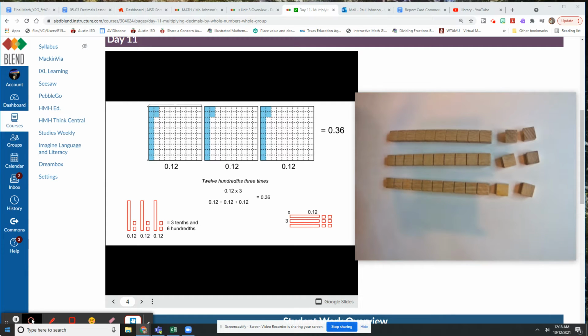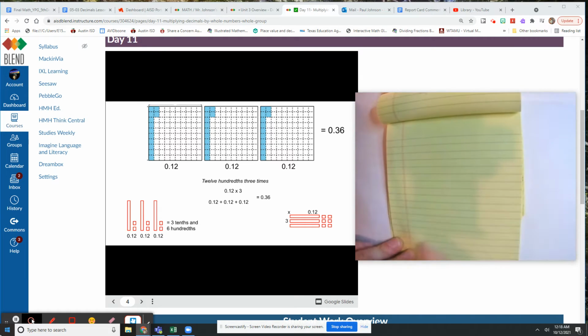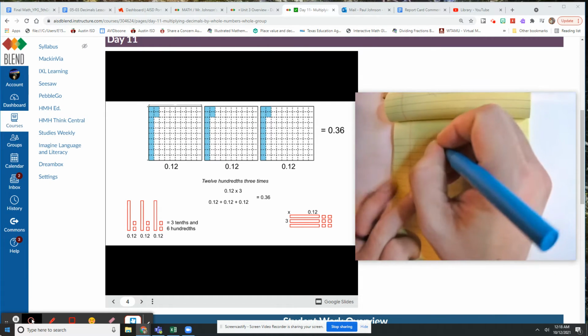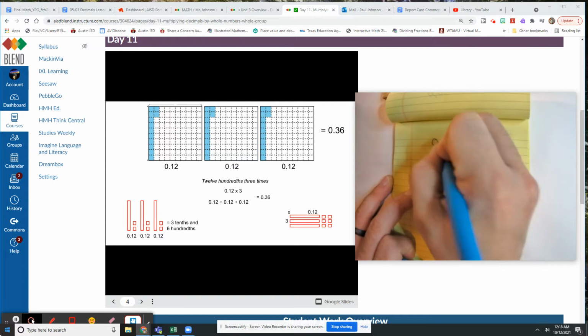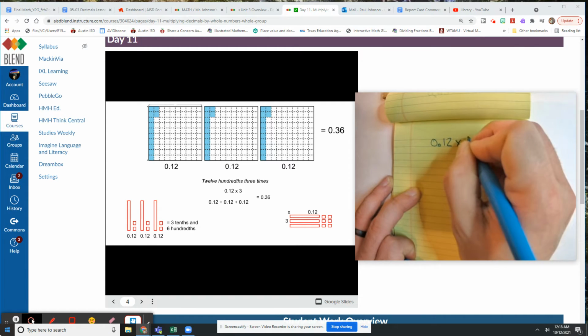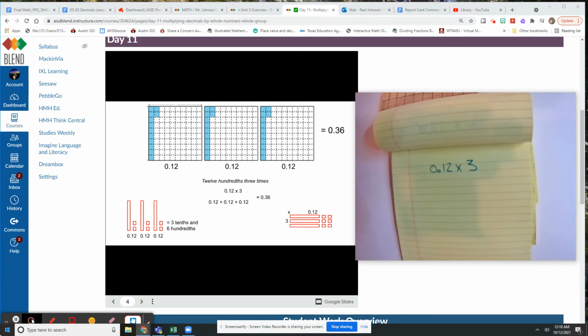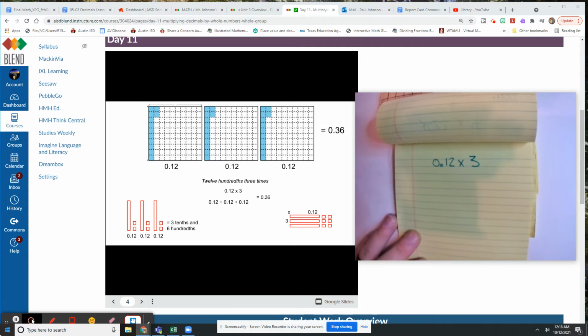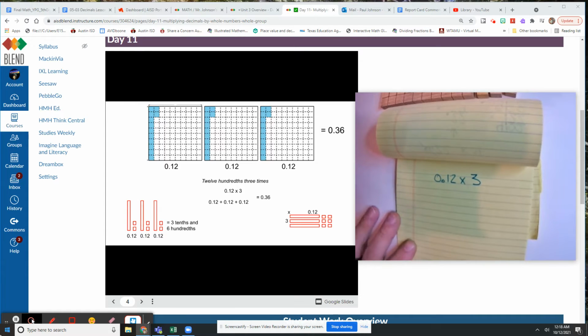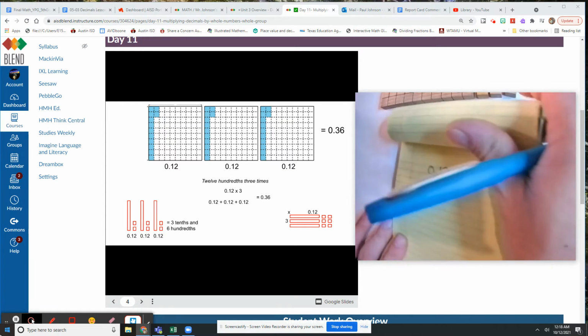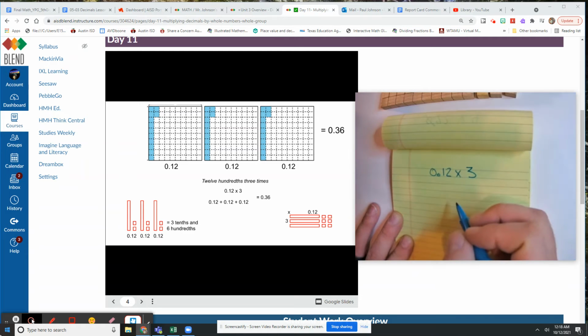So let's take a look at what that looks like as the algorithm. All right, so the algorithm, we're looking at the number 0.12 times 3. The first thing I'm going to tell you about setting this up as the algorithm is we kind of throw all the rules out the window for a shortcut. And I know that sounds crazy. We're already throwing all the rules out the window. Yes, we are. So first thing first, it's not like addition, subtraction of decimals.